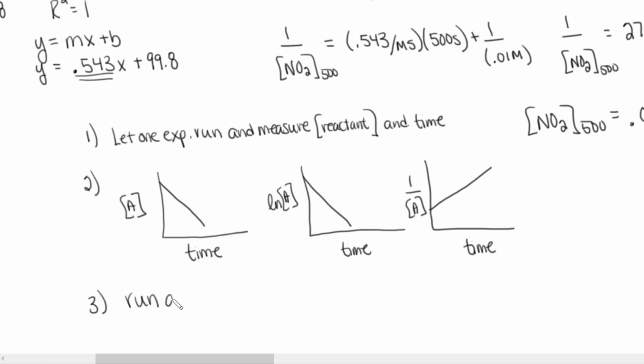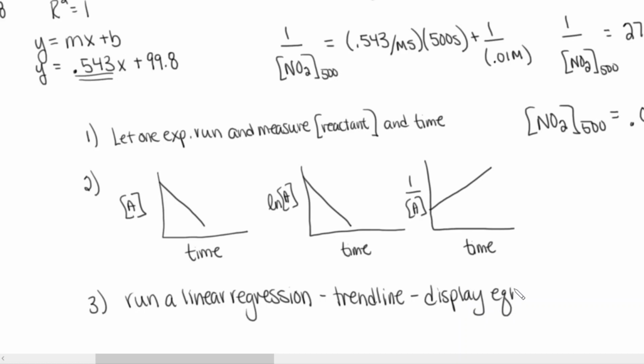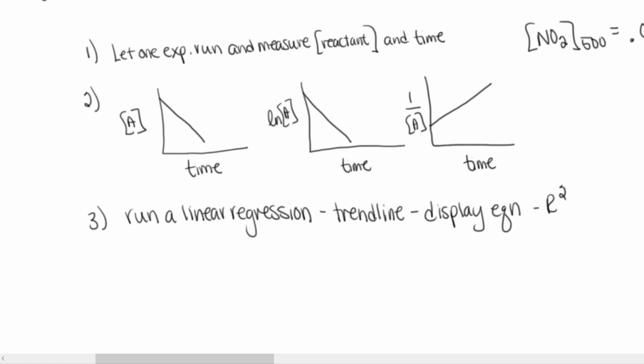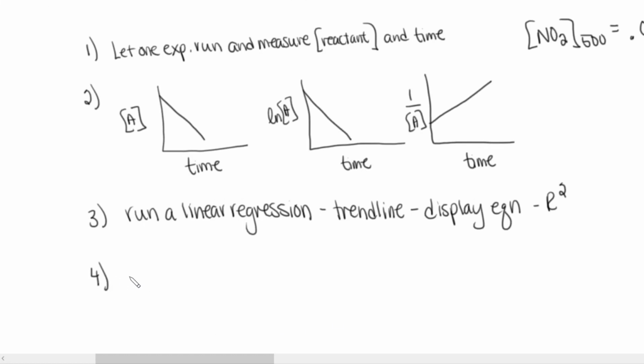Okay, so you are going to run a linear regression, which is really just a trend line. On your calculators, it's called a linear regression. So you're going to get a trend line. You are going to display the equation and the R squared value. And you are looking for the R squared that is closest to 1, is the most linear.